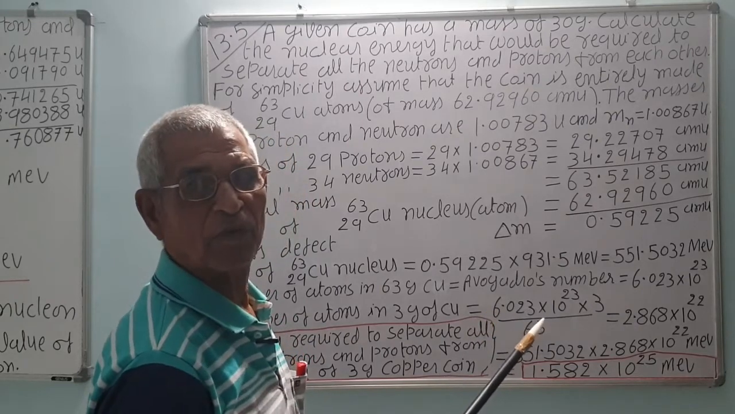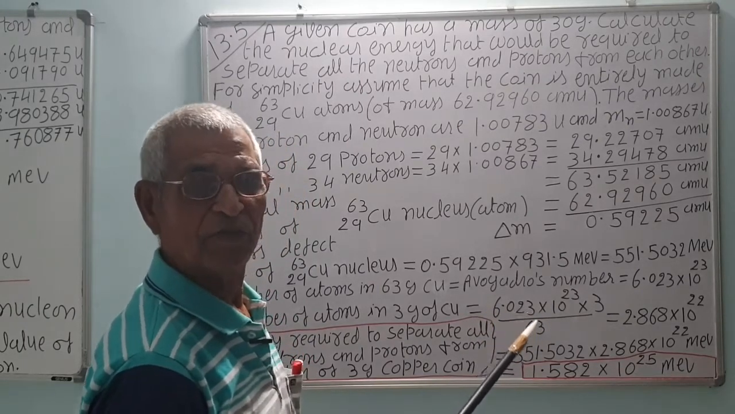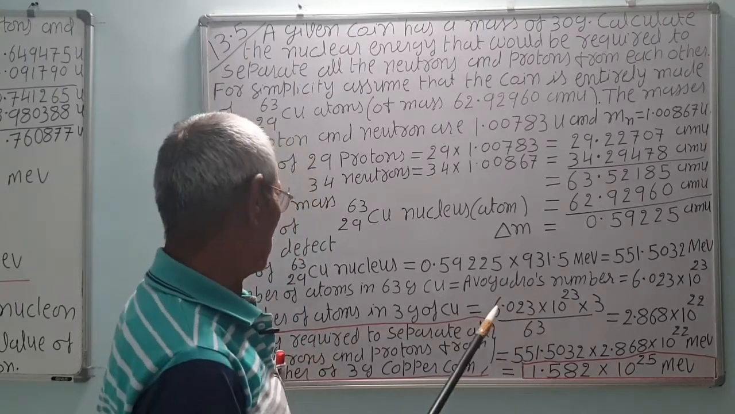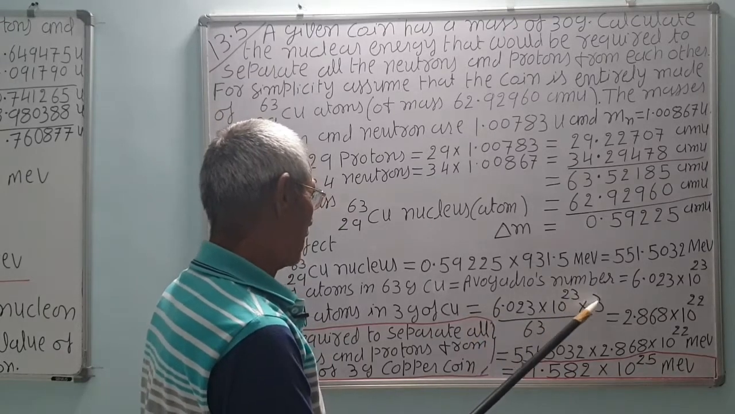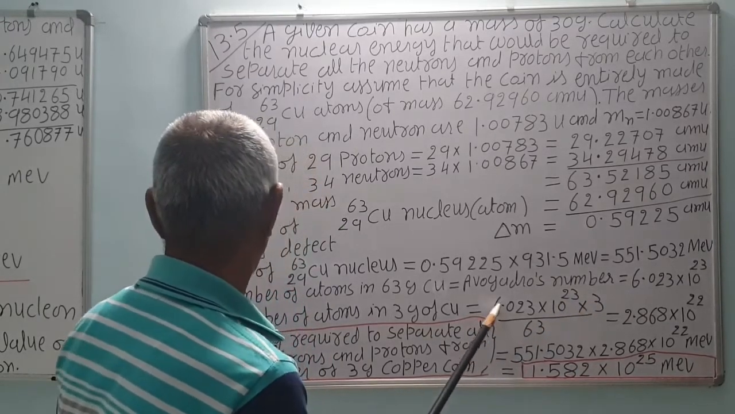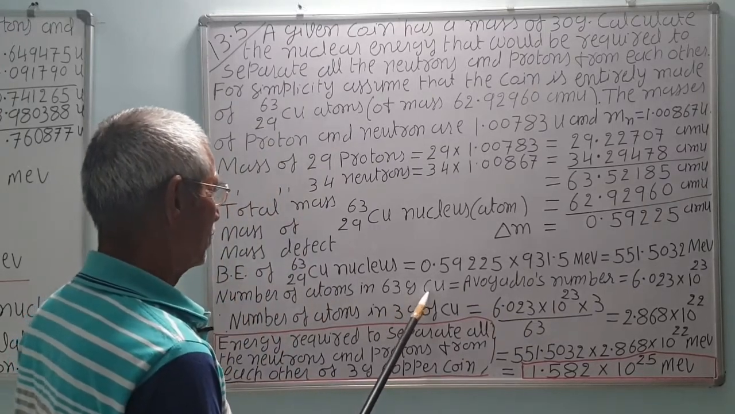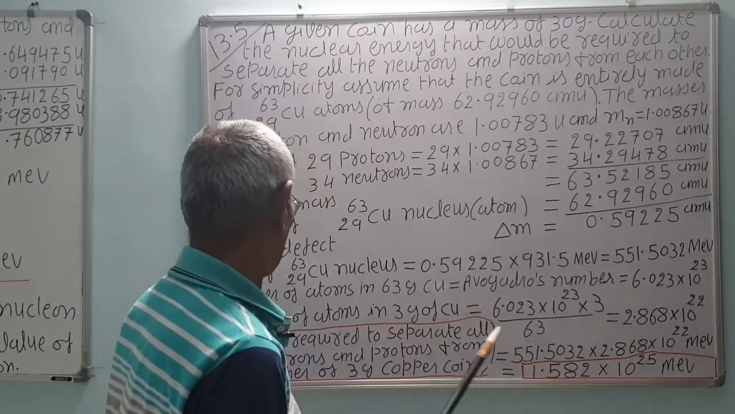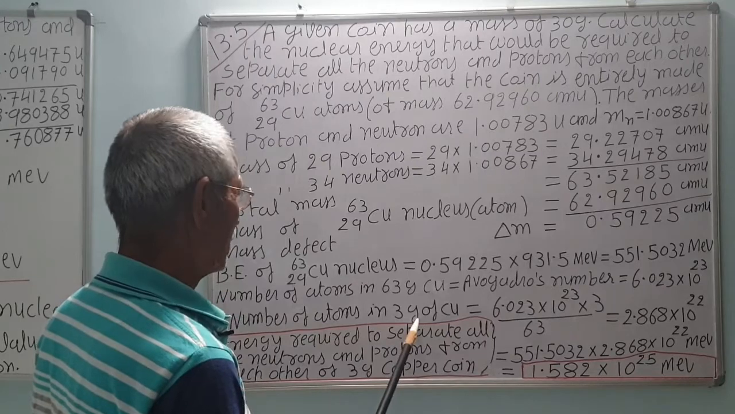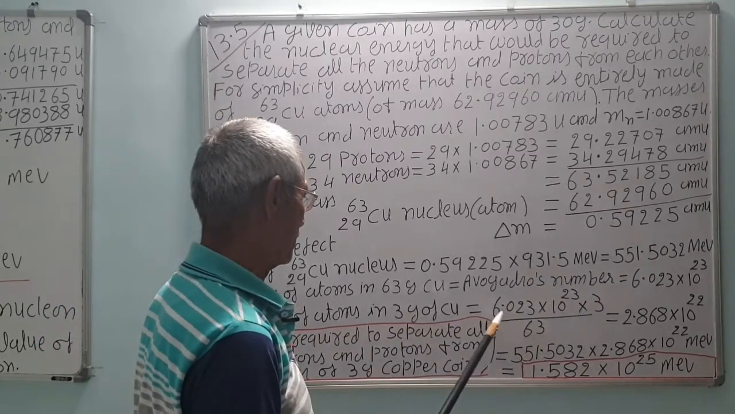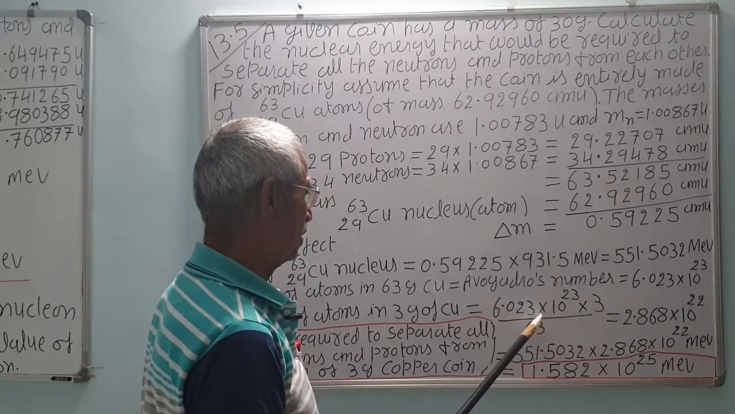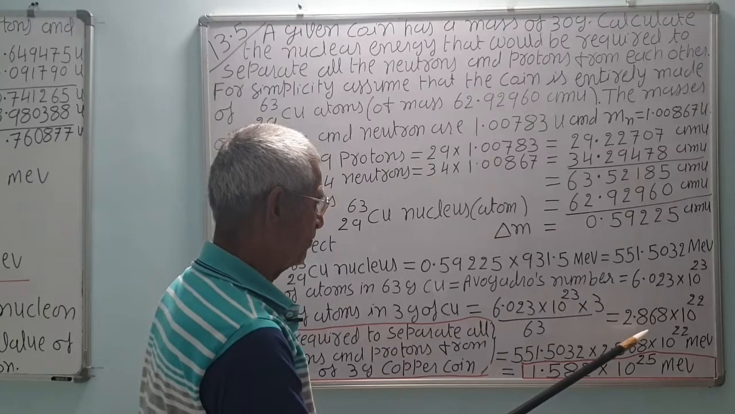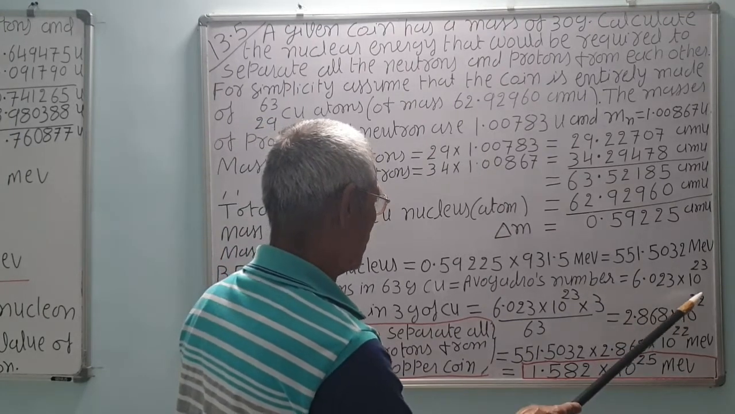So, we will have to calculate the number of copper atoms in 3 grams. We know that in 63 grams copper, number of atoms will be equal to the Avogadro number. So, in 3 grams, that is 3 by 63 multiplied by Avogadro number. So, number of atoms in 63 grams copper is equal to Avogadro's number, 6.023 into 10 raised to 23 atoms. Number of atoms in 3 gram will be 6.023 into 10 raised to 23 multiplied by 3 upon 63. That comes about 2.868 into 10 raised to 22 atoms.